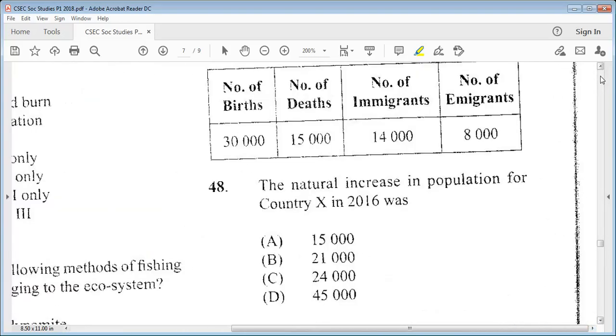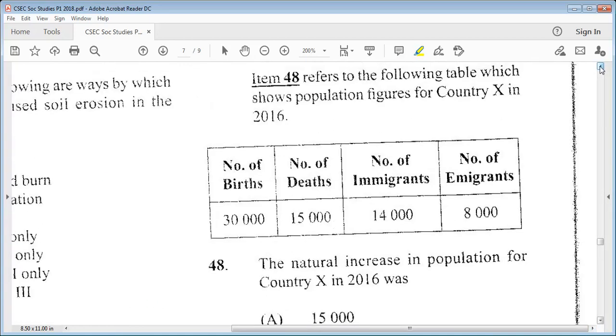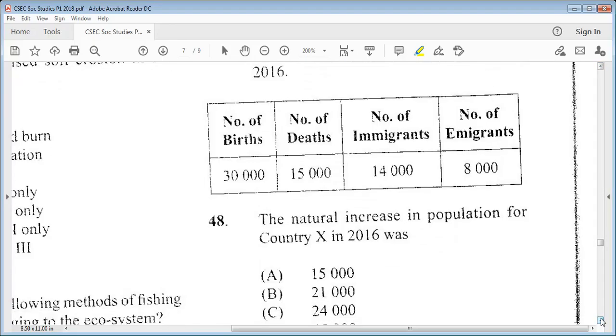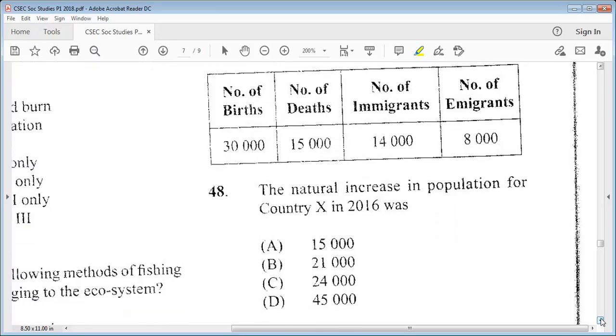Here it says, item 48 refers to the following table, which shows population figures for country X in 2016. So we have number of births, 30,000, number of deaths, 15,000, number of immigrants, 14,000, number of emigrants, 8,000. The natural increase in population for country X in 2016 was A, 15,000, B, 21,000, C, 24,000, D, 45,000. So how do we find the natural increase?